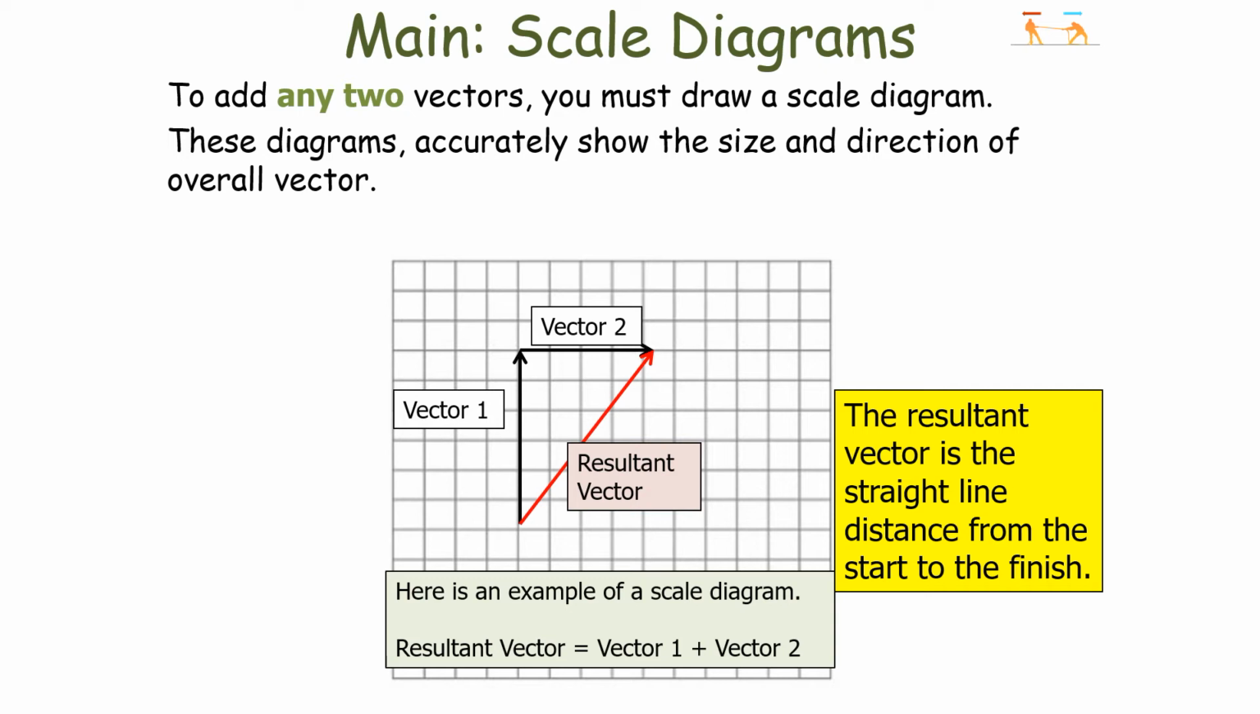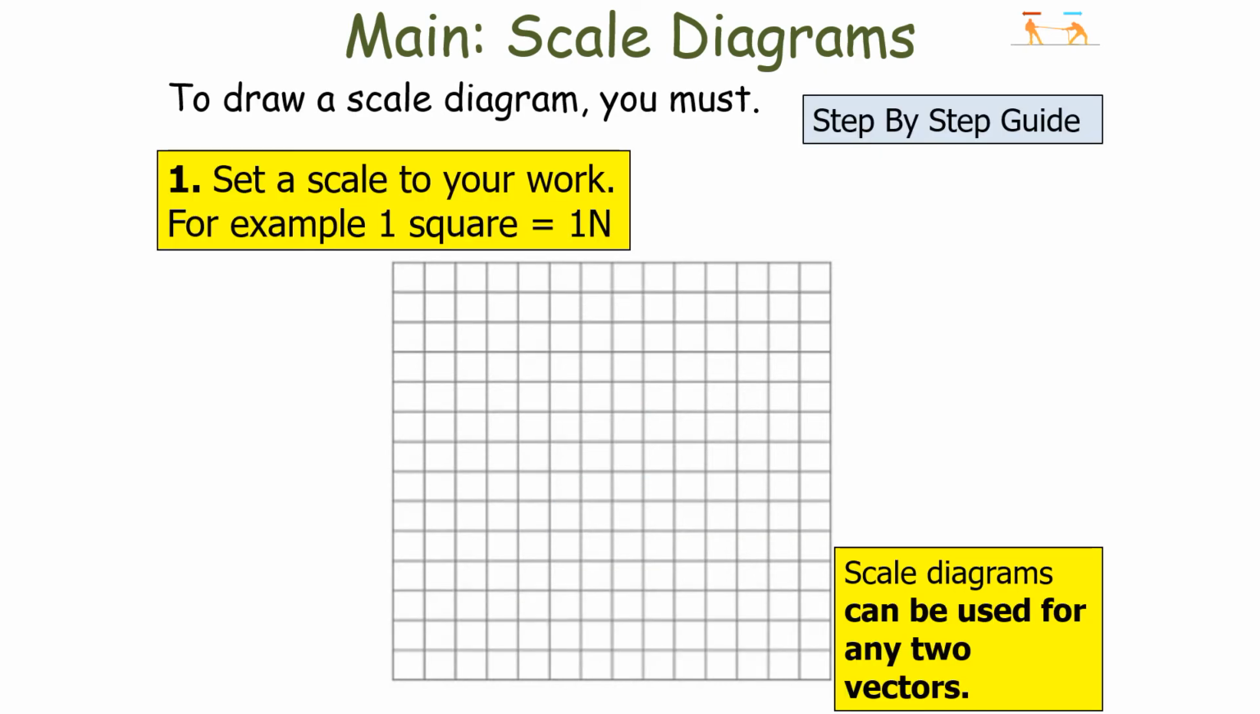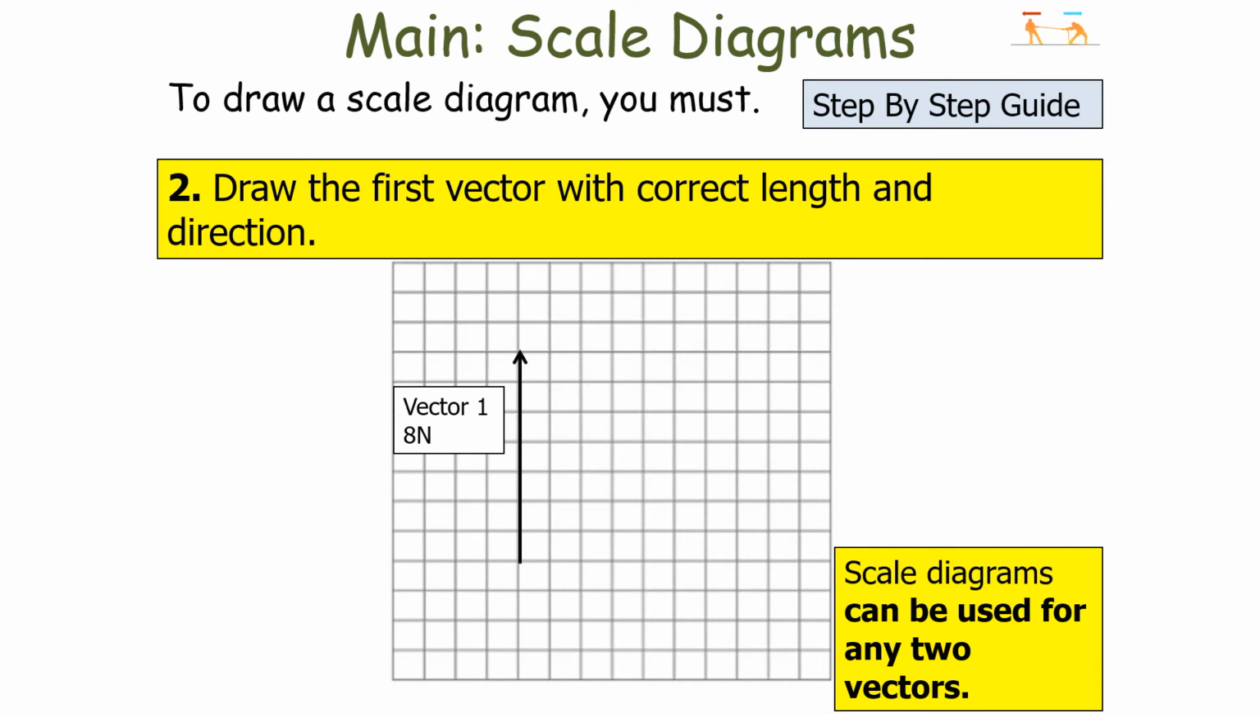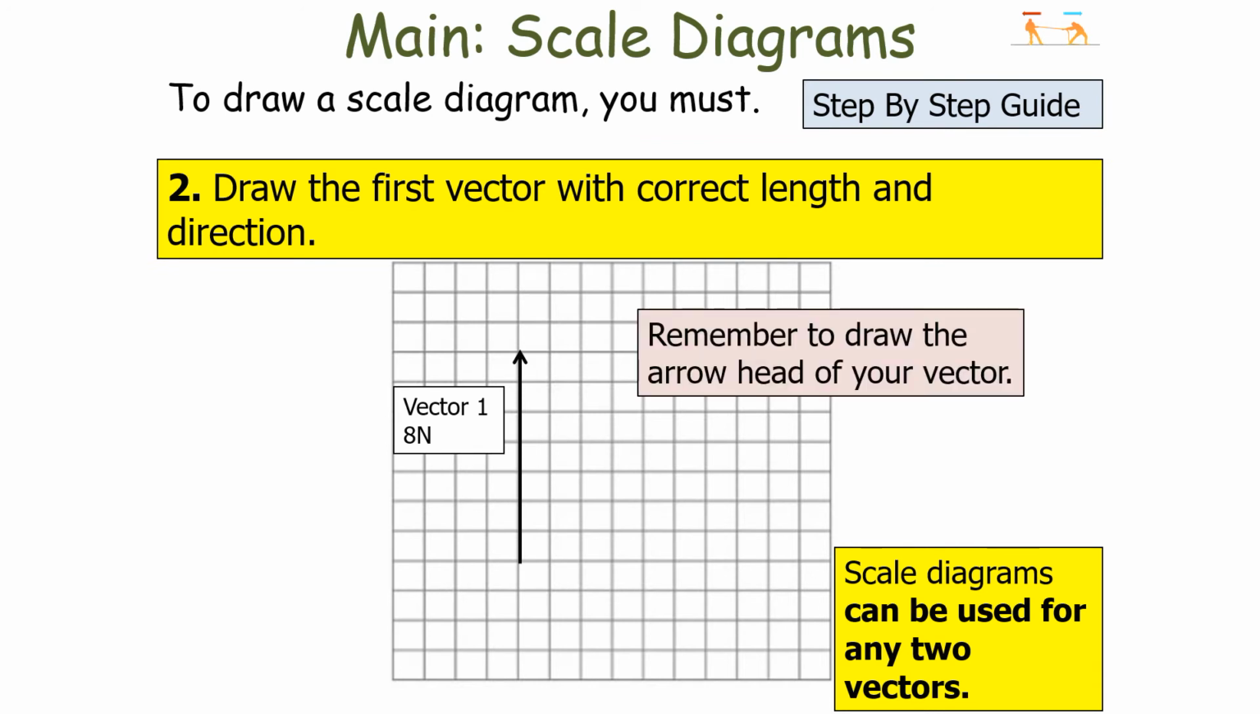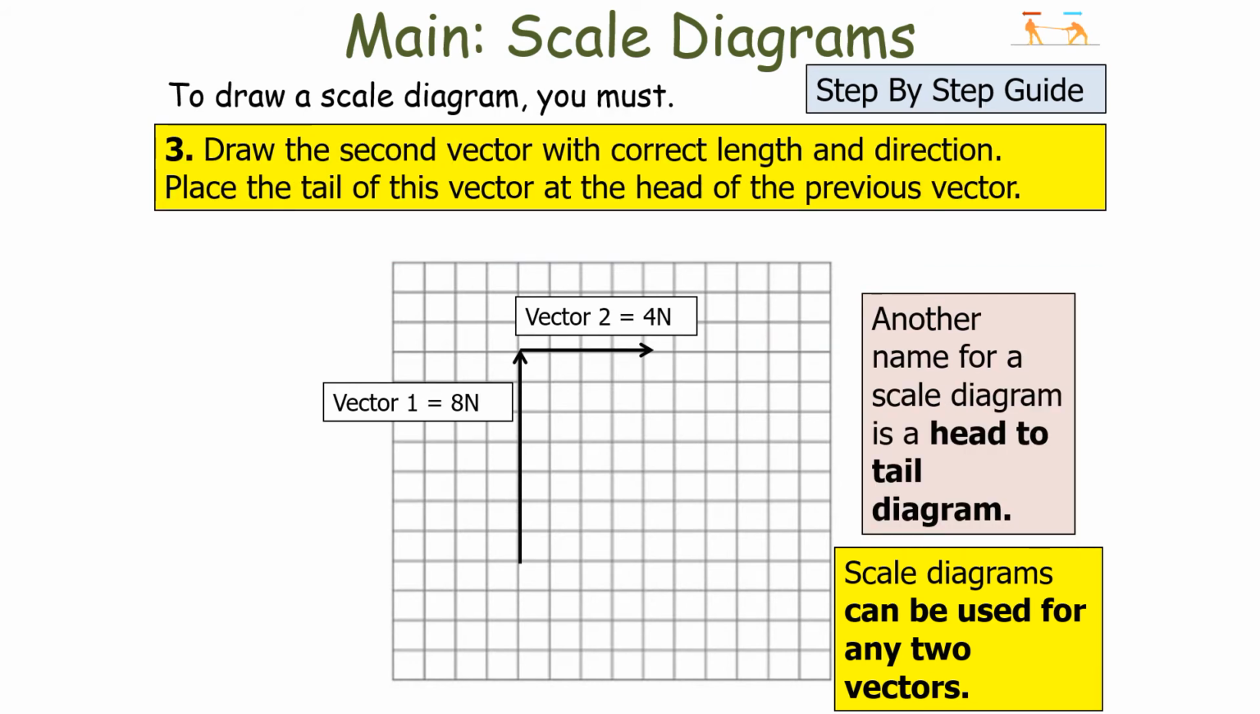So to actually draw this scale diagram, you've got to carry out the following. You've got to set a scale to your work. So it could be 1 square is equal to 1 newton. You then draw in the first vector with the correct length and the correct direction based on the scale that you have chosen. Now remember to draw the arrowhead of your vector as you do this. You then draw the second vector with the correct length and direction, but you've got to place the tail of this vector at the head of the previous vector. Now this indicates another name for a scale diagram, which is a head to tail diagram, because the head of one arrow is next to the tail of another arrow.